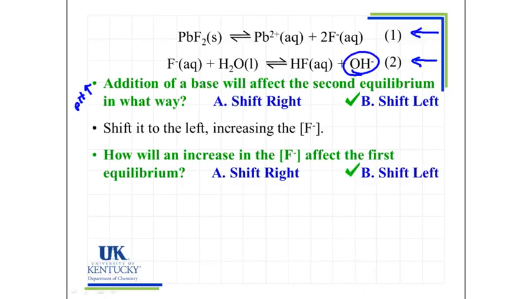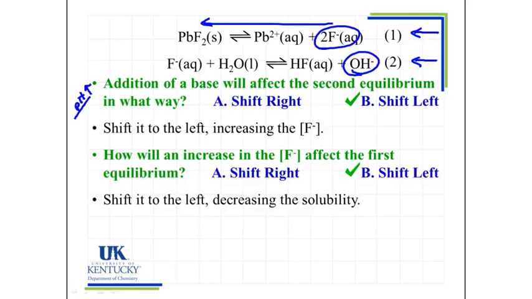Well, did you say that that would shift it to the left? You'd be correct. So if the F minus is going up, it shifts it to the left. So what would we say about the solubility of lead fluoride when we add a base and the pH is going up? That would decrease the solubility. Anytime you get more solid in there than you started with, that's a decrease in solubility. Now we looked at it in terms of adding a base. We looked at it in terms of increasing the pH.